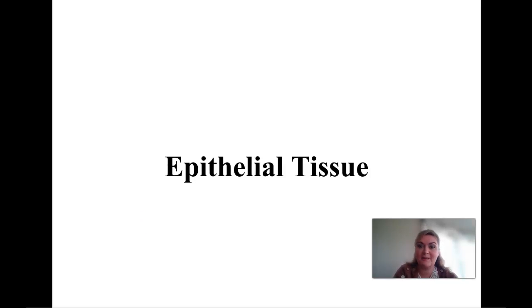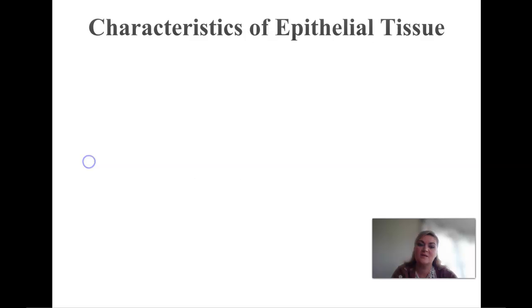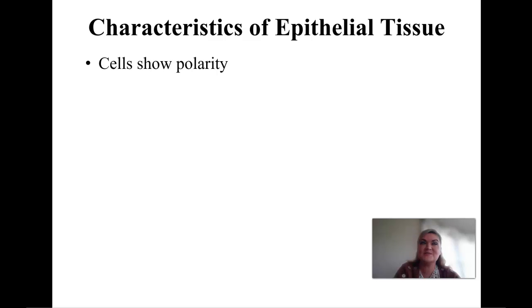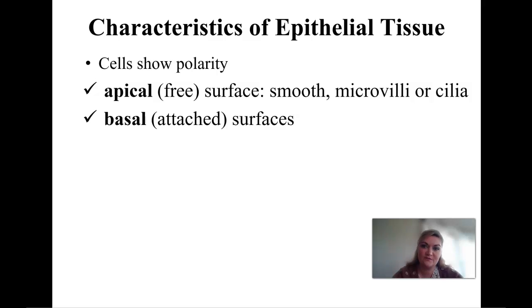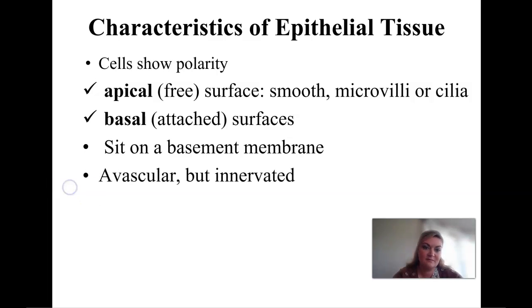So starting out with the epithelial tissue. Characteristics of the epithelial tissue are going to be cells that show polarity. So you'll have slightly negative and slightly positive ends. It'll have an apical or free surface, which can have a smooth surface. It could have microvilli on it, or it could have cilia on it. You'll have a basal surface, which is going to be the bottom part. It's attached at that section. It'll sit on a basement membrane.